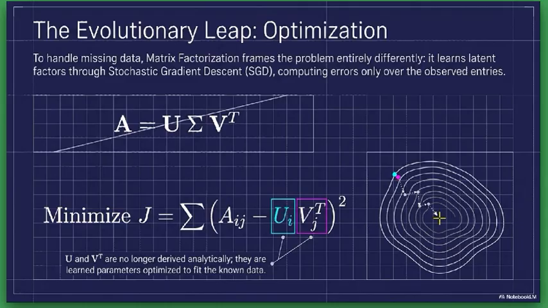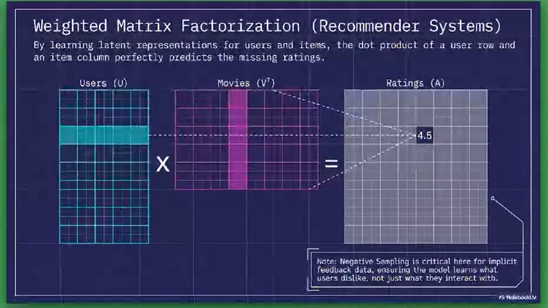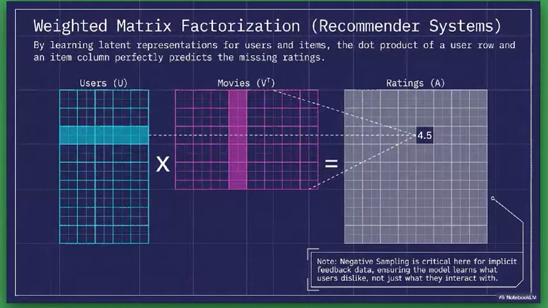Recommender systems, specifically weighted matrix factorization, are the most direct application. This is predicting that missing 4.5-star rating via the dot product of your user row and the movie's item column. The blueprint points out a crucial mechanical detail for recommenders, though: negative sampling. Why is that necessary? Because of how we interact with the internet, most of our data is implicit feedback. Like what we click on, not what we explicitly rate out of 5 stars.